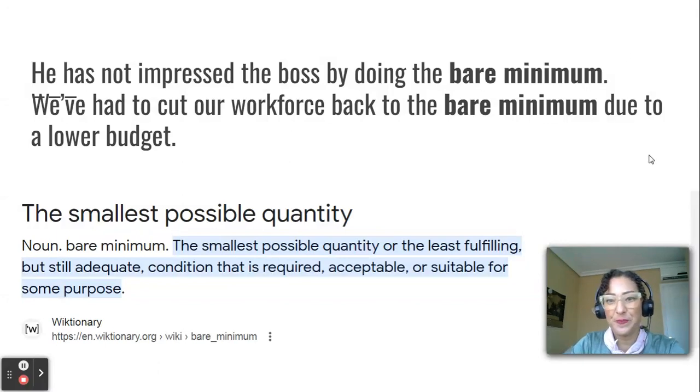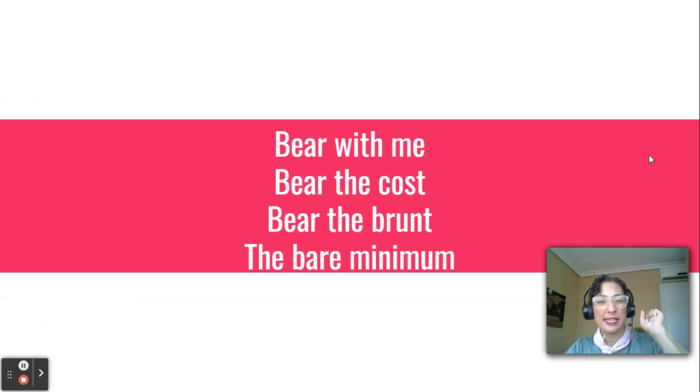So there you have it. Examples of bear with me, bear the cost, bear the brunt, and the bare minimum. Four common expressions using bear that you can practice using in your workplace or in your daily life.